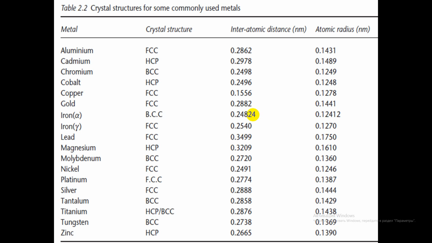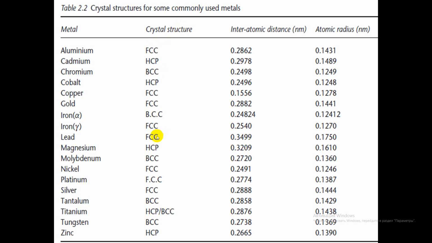So let's continue talking about crystal structures for some commonly used metals. In this table you can see that aluminium, copper, gold, iron, lead, etc. have a crystal structure of face-centered cubic.